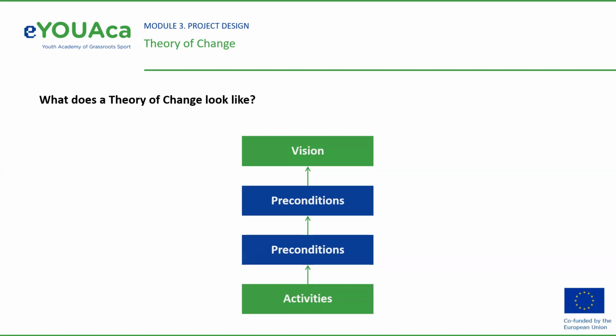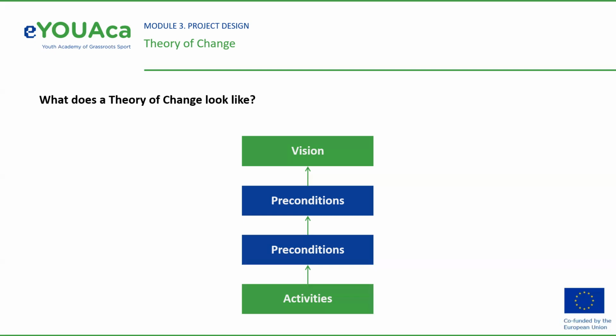When thinking about the vision, it is useful to consider what is realistic for your project. Your project does not have to be able to deliver the vision on its own, but it needs to bring about changes that will contribute to this vision.